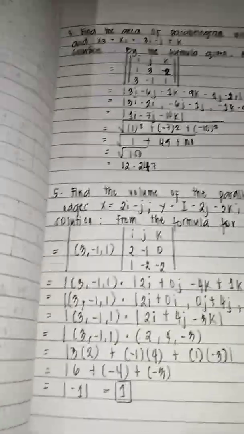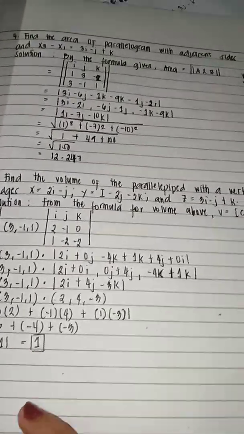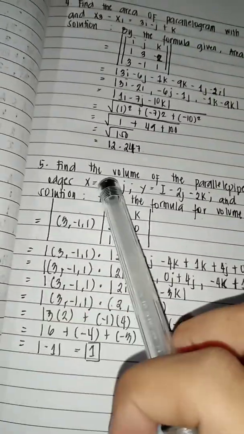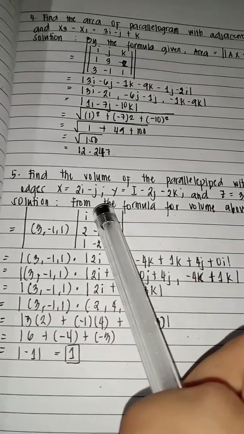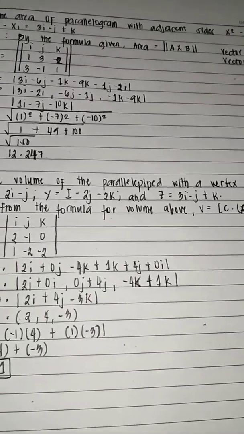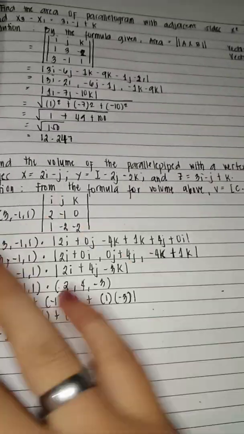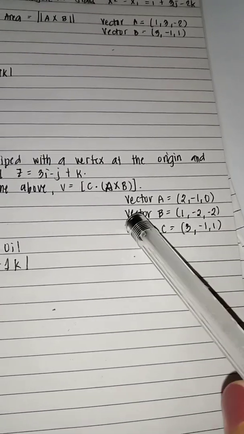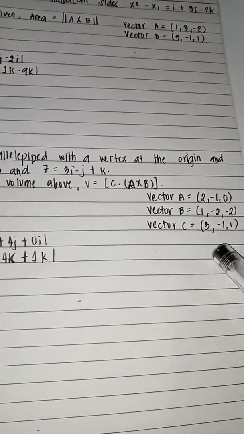12.247. So the last word problem is to find the volume of the parallelepiped with a vertex at the origin and the edges x, y, and z, where x is 2i minus j, y is i minus 2j minus 2k, and z is 3i minus j plus k. So our vector A is 2, negative 1, 0. Vector B is 1, negative 2, negative 2. Vector C is 3, negative 1, and 1.